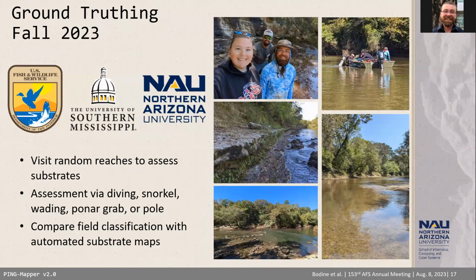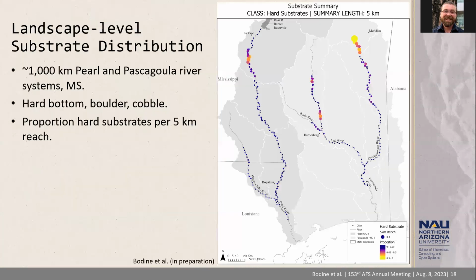But how accurate are these maps? We will be finding that out this fall with a ground truthing campaign. In cooperation with Fish and Wildlife Service and the University of Southern Mississippi, we will visit random reaches to sample substrates in the field. Substrates will be sampled via dive, snorkel, wading, ponograph, or good old-fashioned pole. Field classifications will be compared to the subsequent maps to calculate the final accuracy.